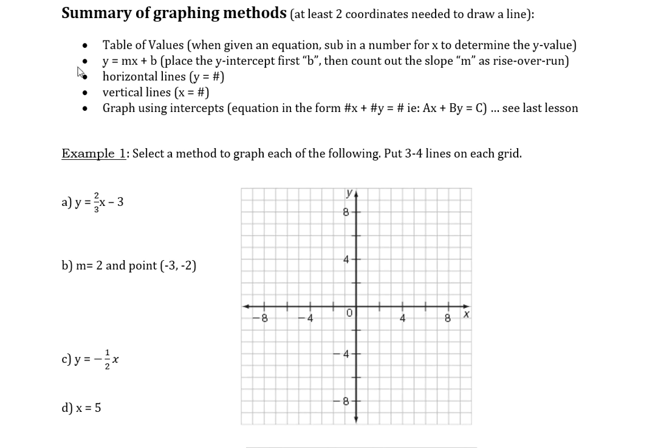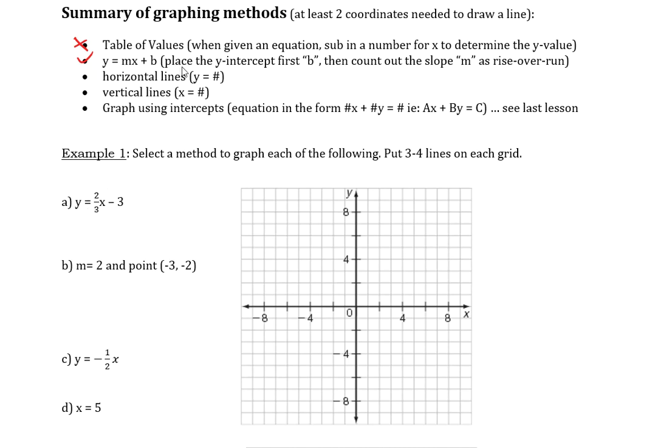So looking at the list up here, which one does it fall into? Are we given a table of values? No. We don't have a table of values. Y equals mx plus b. Yes, that's the form we have here.